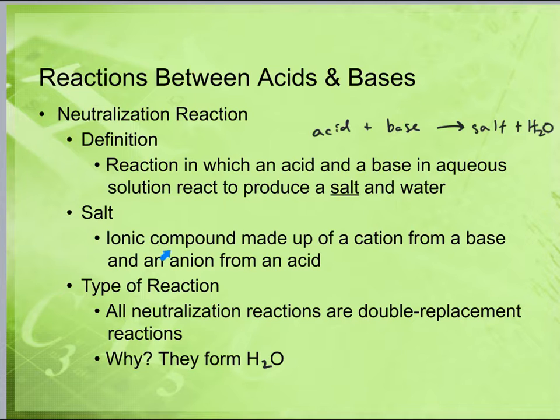A salt is an ionic compound made up of a cation from a base and an anion from an acid, is all it is. So something like sodium chloride, it's a salt. This is from sodium hydroxide. This is from hydrochloric acid. This would be an example of a salt.